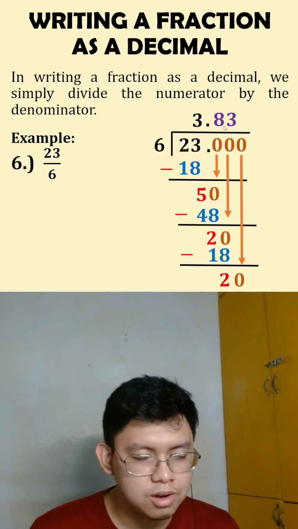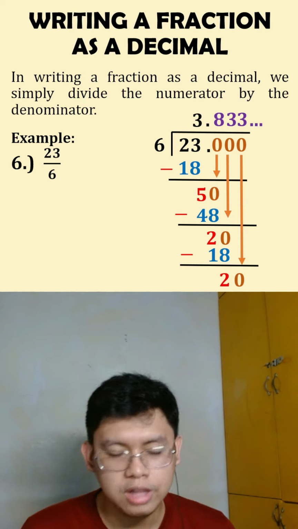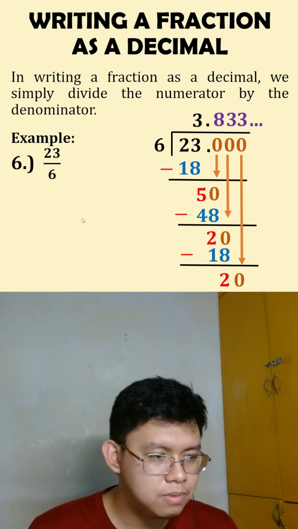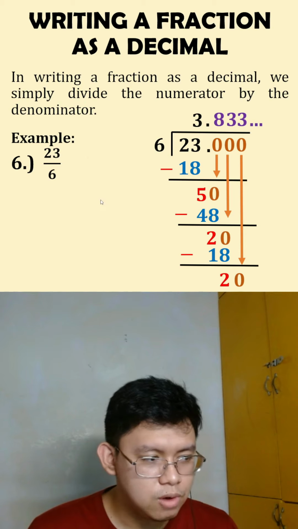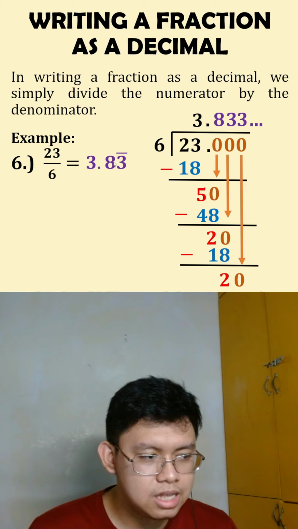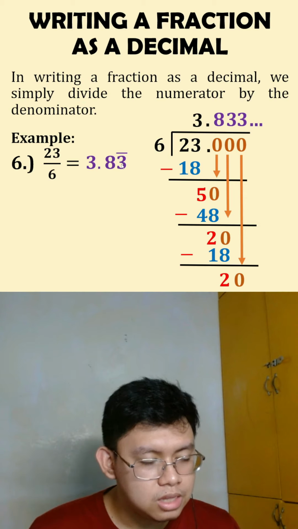And that will give us 3. And so on and so forth. So, re-repeat natin si 3, 3, 3, and so on. To write this, since we're going to have a repeating decimal, so, yung repeating decimal natin is 3. So, ang lalagyan lang natin ng bar will be 3. Kasi hindi naman uulit si 8. So, when we write our final answer, it will be 3.83 bar.